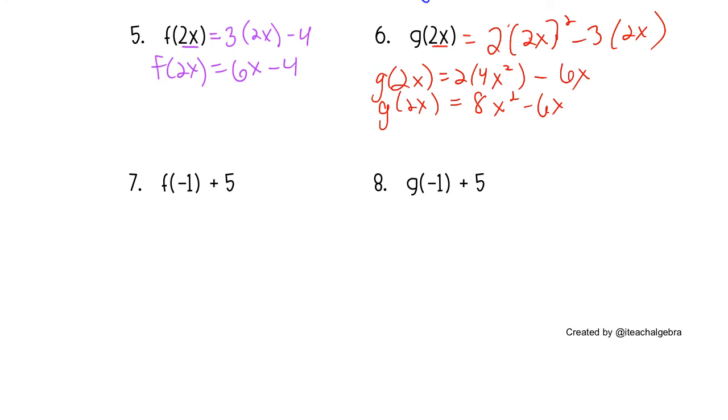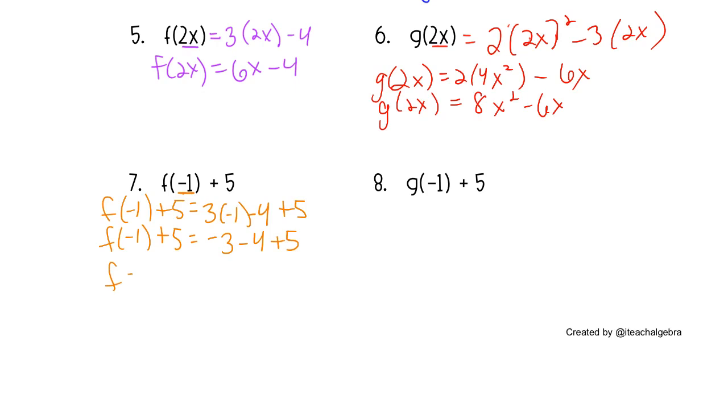Last but not least, we've got f of negative 1 plus 5. That means we're going to take the f equation and plug in negative 1 and then add 5 to it. So we have 3 times negative 1 minus 4 plus 5 on the end. f of negative 1 plus 5 is negative 3 minus 4 plus 5. So f of negative 1 plus 5 is negative 7, negative 2.